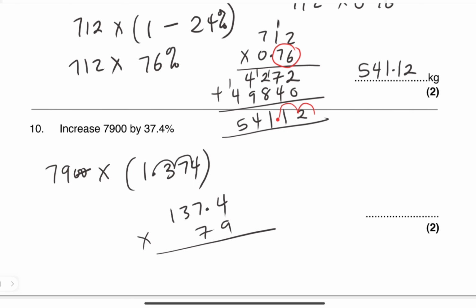So 9 times 4 is 36. 6 here, 3 here. 9 times 7 is 63. Plus 3, that is 66. 6 here, 6 here. 9 times 3 is 27. 27 plus 6 is 33. 3 here, 3 here. 9 times 1 is 9 plus 3, 12. So add a 0 here. 7 times 4 is 28. 8 here, 2 here. 7 times 7 is 49 plus 2, 51. 1 here, 5 here. 7 times 3 is 21. 21 plus 5 is 26. 6 here, 2 here. 7 times 1 is 7 plus 2, 9.